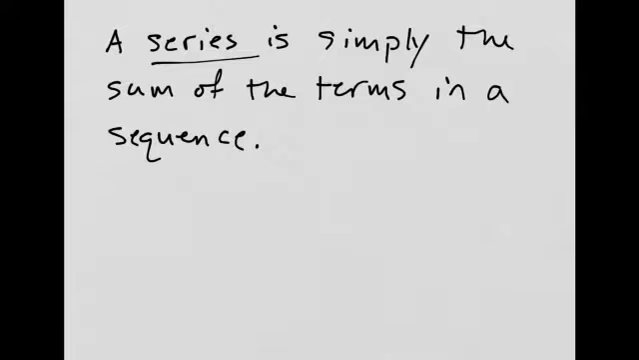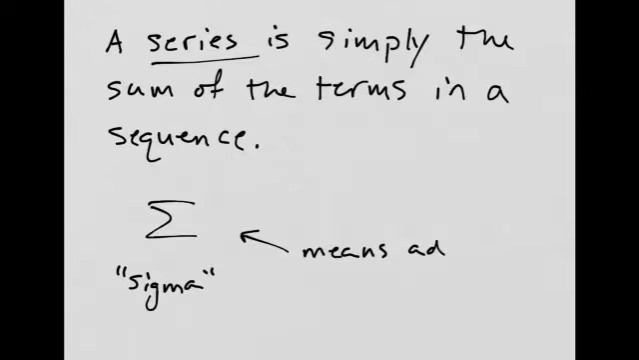So when we see that sigma notation, I'll write that down. But a series is simply a sum of the terms in a sequence. So this is called sigma. It's a Greek letter, capital sigma. And what it means is you add. Sum means add. Sigma, like S for sum. This means you add. Sum up your numbers or terms. So let's look at an example.